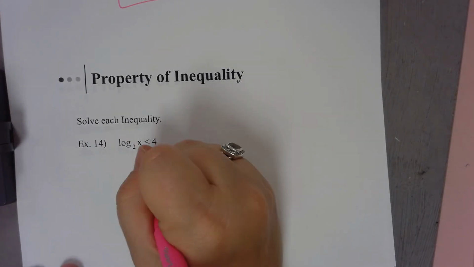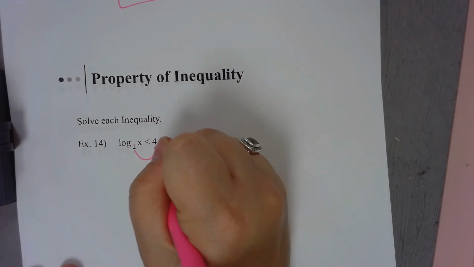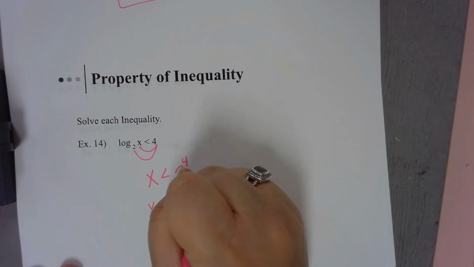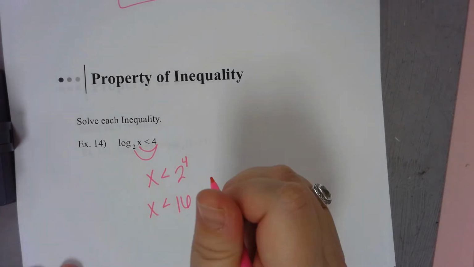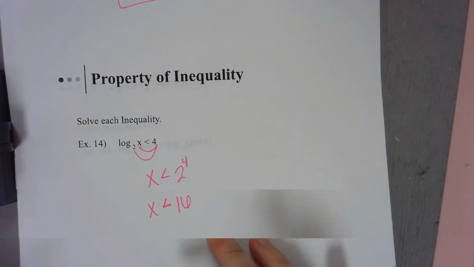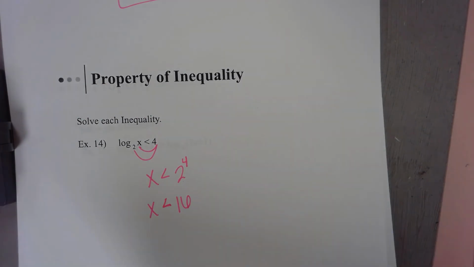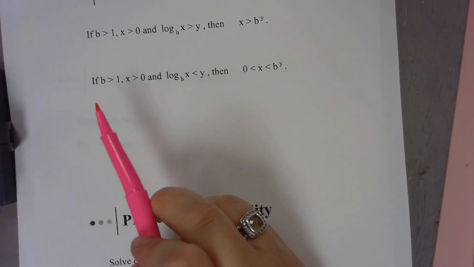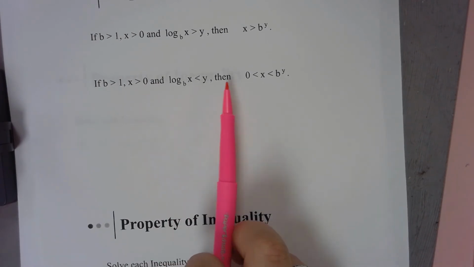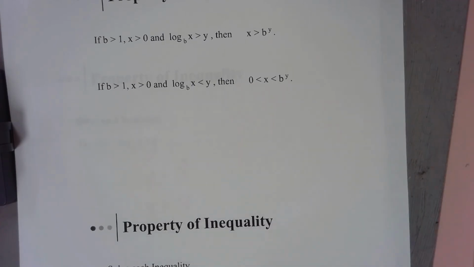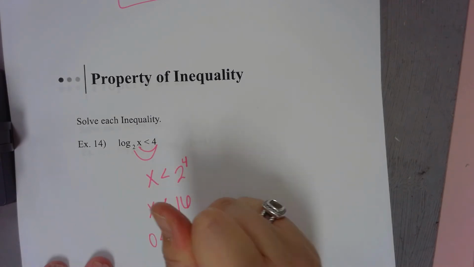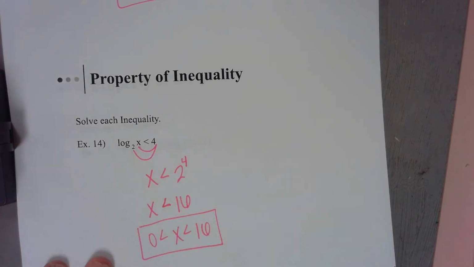Same thing here. I'm going to write down my x is less than, and then I'm going to say 2 to the 4th. So x is less than 16. But remember, this is less than now. So it's not just less than 16. Come back to that statement that we had. If b is greater than 1 and x is greater than 0, log base b of x is less than y, then x is in between 0 and whatever that solution is. So when you've got less than, you have to say x is in between 0 and 16.